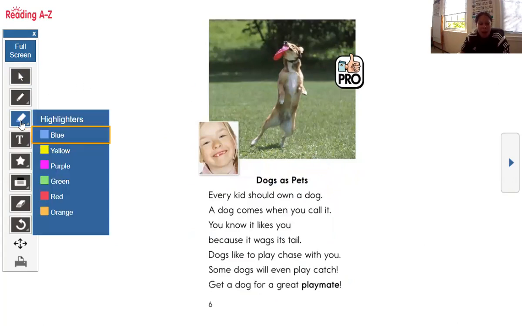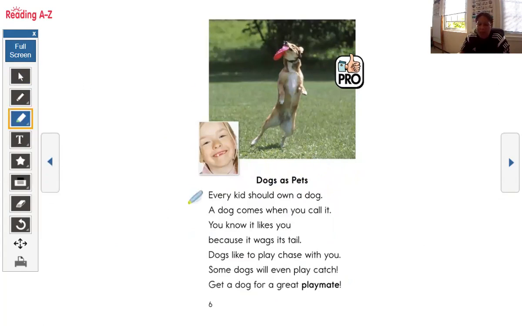All right, so I'm going to change my color to green because this is an opinion. Now, why would this be an opinion? Well, I don't think that every kid should own a dog because some kids are actually allergic to dogs, where if they get around dogs, they start to sneeze and their skin gets itchy, or they might be afraid of dogs. So if that's the case, then every kid should not own a dog. So this is an opinion.